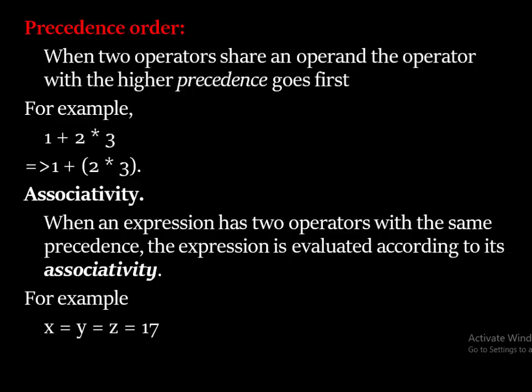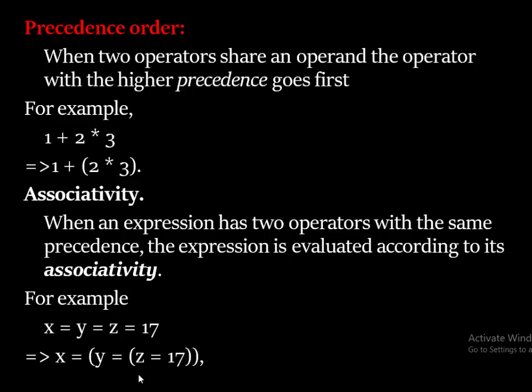See this example. Here we are using the same operator 3 times. So in this case, to solve this expression, we are using associativity, which tells from which direction we have to solve the expression. As I told, the assignment operator will be evaluated from right to left. First 17 will be assigned to z, after that it will be assigned to y, after that the y value will be assigned to x. So let us see how it will be assigned.